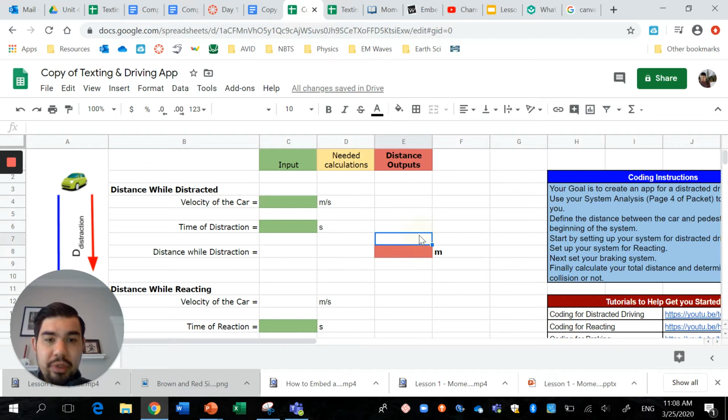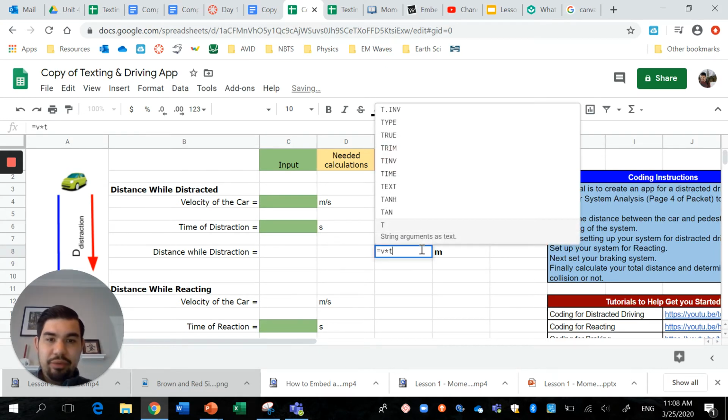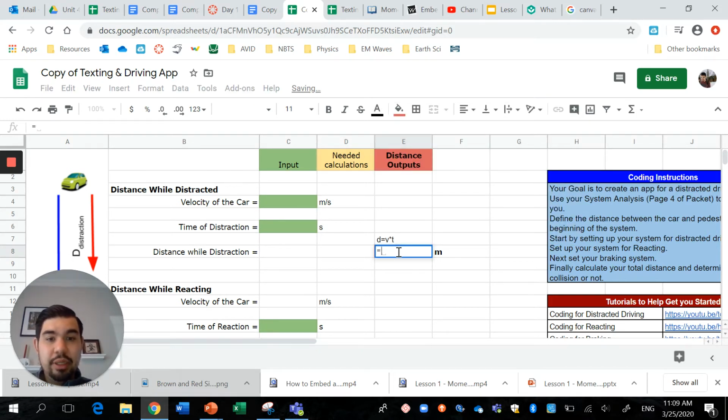We know that to find distance for objects moving with constant velocity, it's velocity times time. If I try to tell my computer that I want this red cell to equal velocity times time, it's really not going to know what to do with those letters. That's not very useful. I'm trying to teach my computer what I want. So I need to tell the computer where this velocity is coming from. We have a green input cell over here.